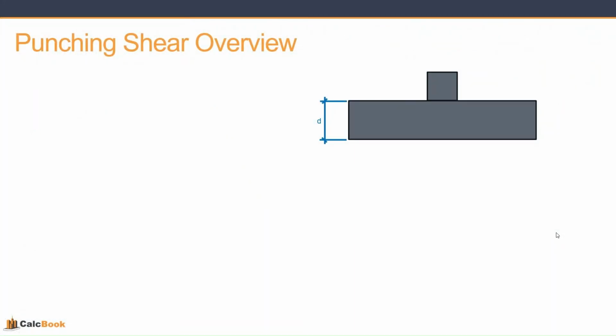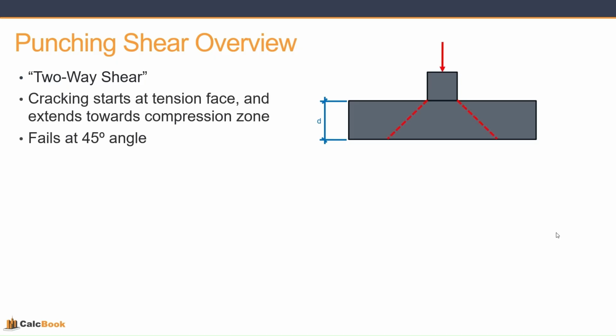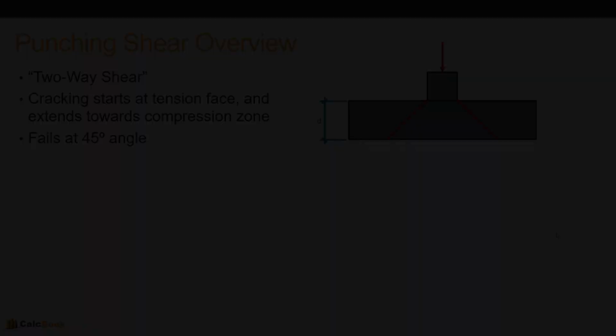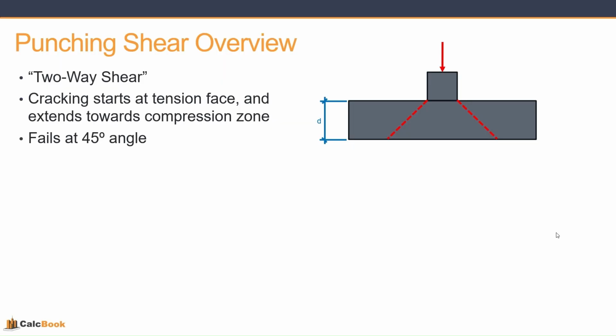Let's do a quick recap on punching shear. We have this foundation here with a depth d. This is also sometimes called two-way shear. The cracking starts at the tension face, in this case the bottom of the foundation, as the pedestal pushes down and extends towards the compression zone, which in this case is our pedestal. And it fails at a 45-degree angle.